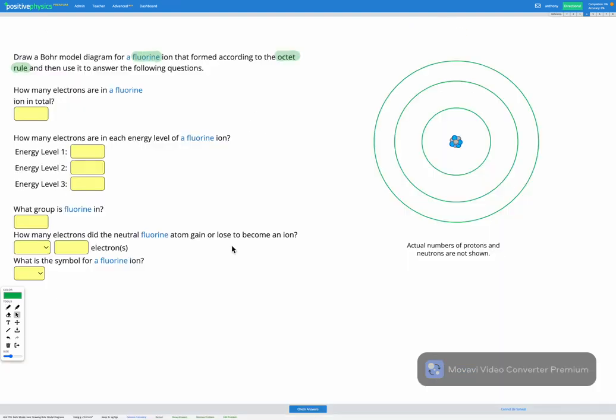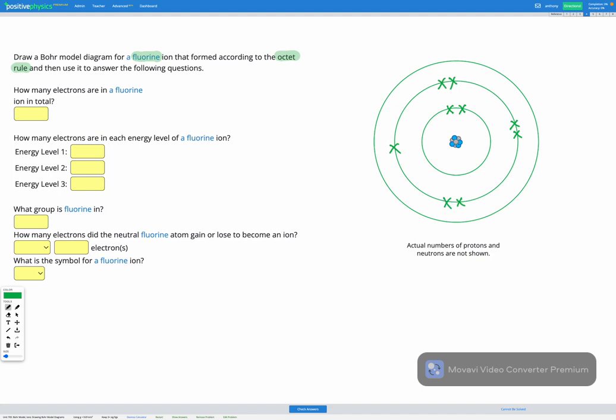So let's go back and let's start by actually drawing a diagram of the atom, and then we can edit that diagram to form our diagram of our ion. So fluorine has 9 electrons, so we can start filling them out. We know that means 2 in the first shell. The first shell can only fit 2, and then after that, they can fit up to 8. So we've got 1, 2, 3, 4, 5, 6, 7, 8, 9. That's all 9 of our electrons have been placed.